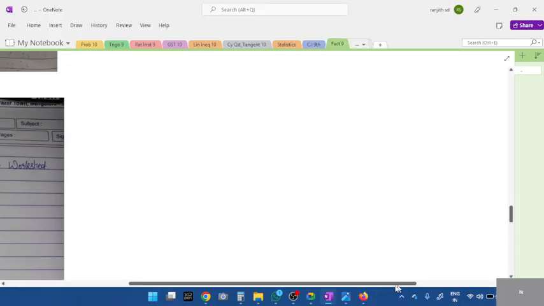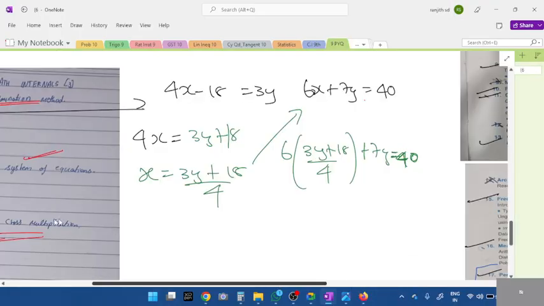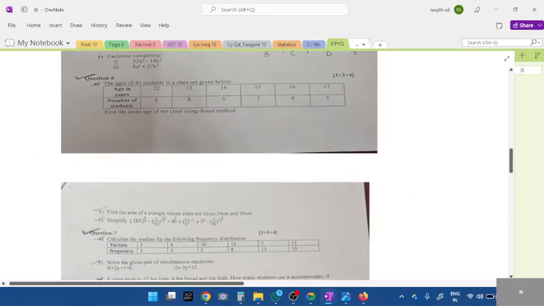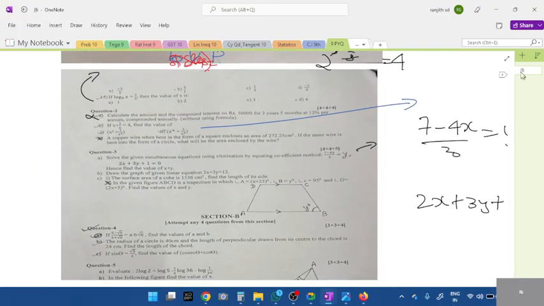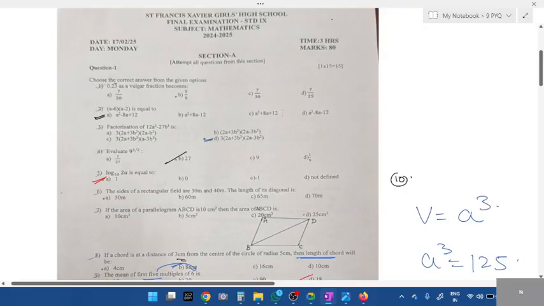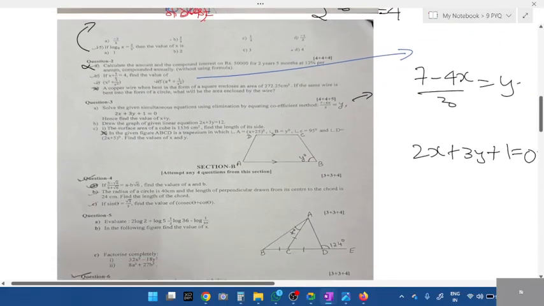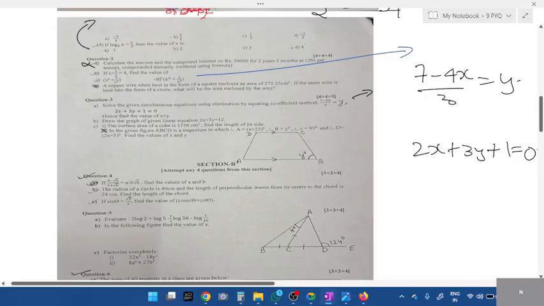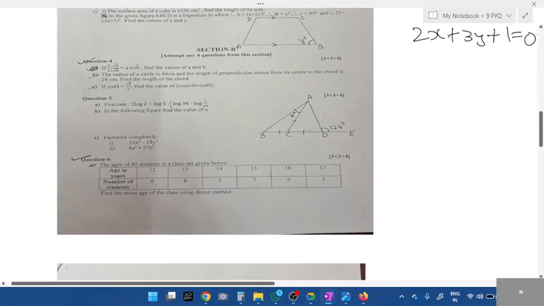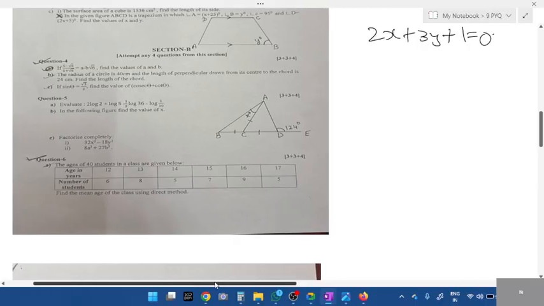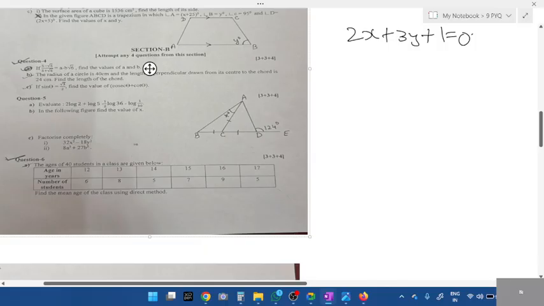Tell me, Delicia, what is it? You want to leave? Okay, now here you are asking something. X plus Y elimination, factorization. Where is the factorization question?